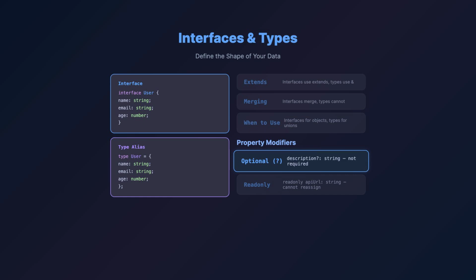Optional properties use a question mark. interface Task { title: string; description?: string }. Description can be a string or undefined. It's not required. Read-only properties prevent reassignment. interface Config { readonly apiUrl: string; readonly maxRetries: number }. Once set, read-only properties cannot be changed. This is perfect for configuration objects and constants.